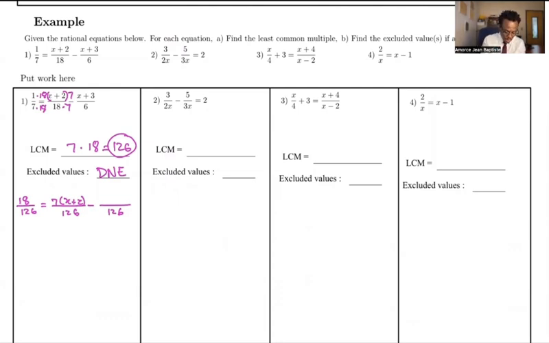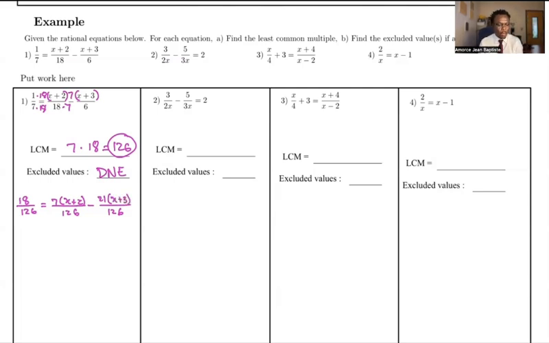For the third fraction, it was 6 at first. Now, if we want to get 126, we're going to want to multiply by 21. Basically, we divided 126 by 6 to see what multiplies 6 to get 126. We divided by 6. It's 21. So 126 divided by 6 is 21. So that's 21 times x plus 3.